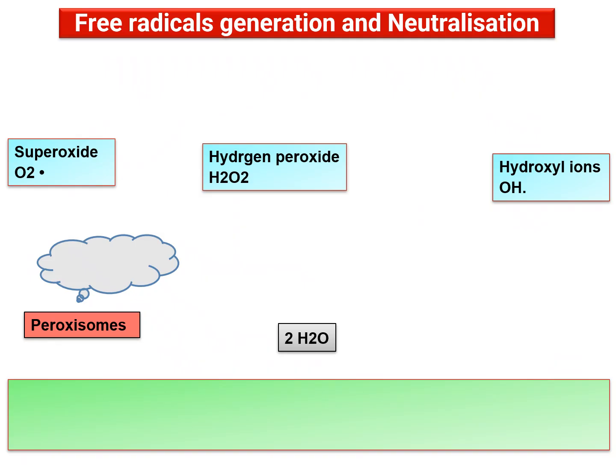Coming to free radical generation and neutralization, superoxide anion is getting converted into hydrogen peroxide in the presence of superoxide dismutase.